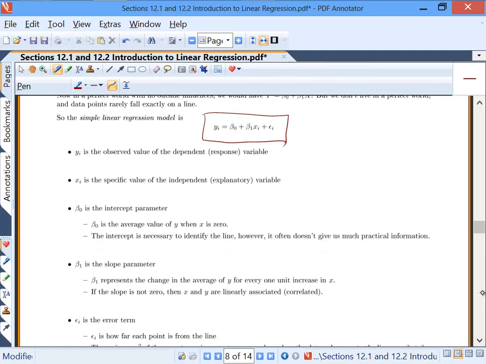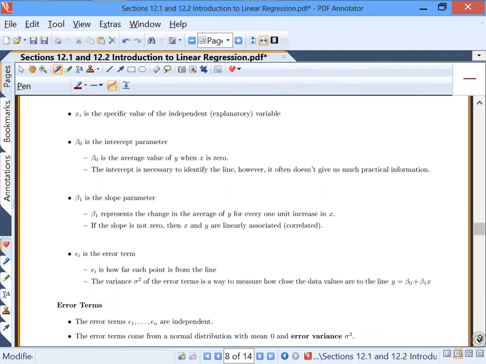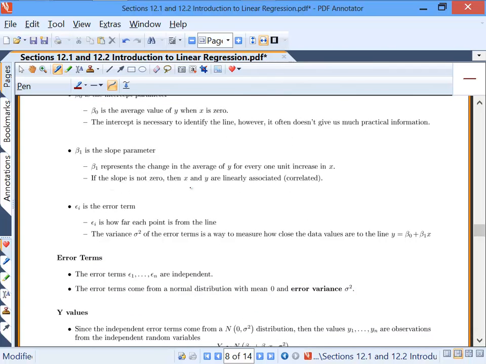Beta 1 is our slope parameter. So beta 1 represents the change in the average of y for every 1 unit increase in x. Go back to your 1050 definition of slope, y is over 1. So if x goes up by 1, we expect y to go up by whatever your slope is. As long as our slope isn't 0, then we have x and y are linearly associated, or we can also say that they are correlated. And we'll talk more about that later, for why if the slope is not 0.